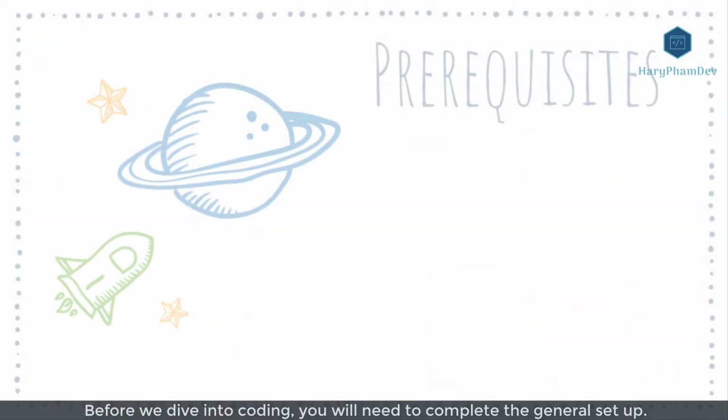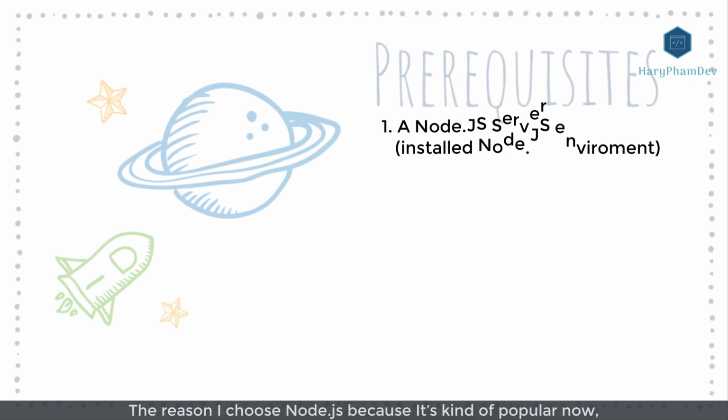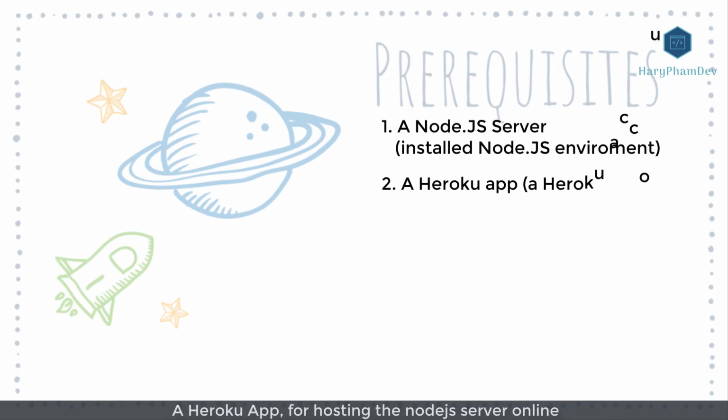Before we dive into coding, you will need to complete the general setup. It looks like a lot of things to do, but don't worry, I will guide you step by step. Number one, we must have a server with Node.js installed. The reason I chose Node.js is that it is popular right now, and the Facebook documentation is written for Node.js. Number two, a Heroku app for hosting the Node.js server online.